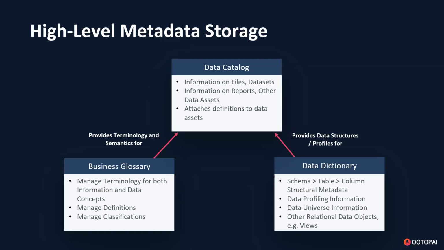Data dictionary, very familiar, goes back a long way. Typically, it's the schema, table, and column information, the structural metadata, that is, from our relational databases. But that's grown up too over the years. And now we have data profiling information in there, where you can do simple things like say, what's the minimum value, the maximum value, and you can get all kinds of information out of profiling. Data universes, which we'll come to again in a moment, and then other relational objects like views. So we see these stored in a data dictionary.